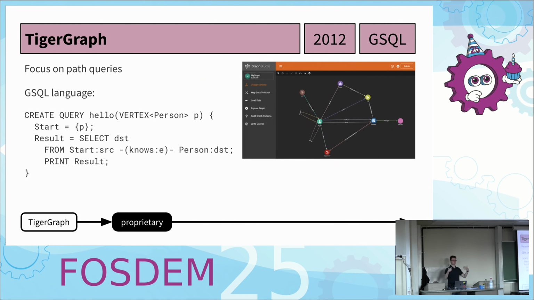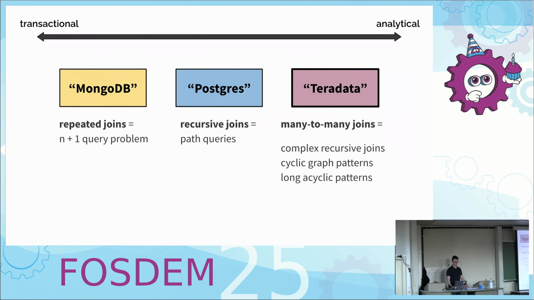Another system, just to show you the variety, is called TigerGraph. This has a completely different query language called GSQL, and it focuses on traversals. So this is less on the join-heavy and more on the recursive cheapest path queries and other queries where you do some sort of a fixed point computation. So if I want to put a final label on this, I would say this is the Teradata of graph database systems.